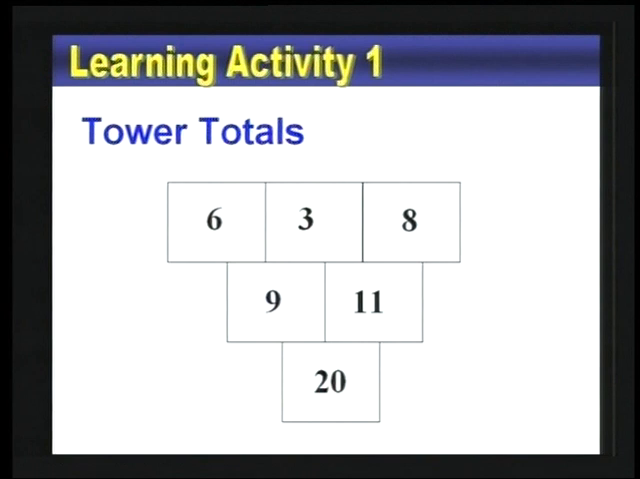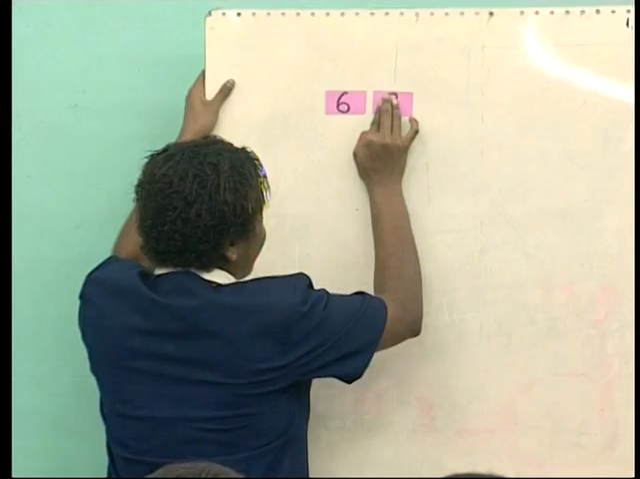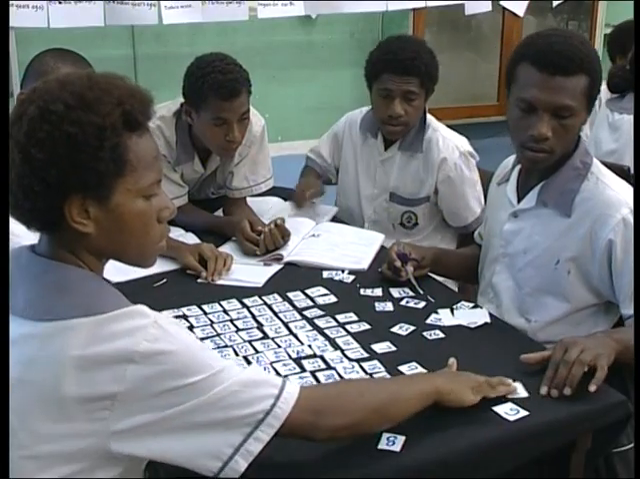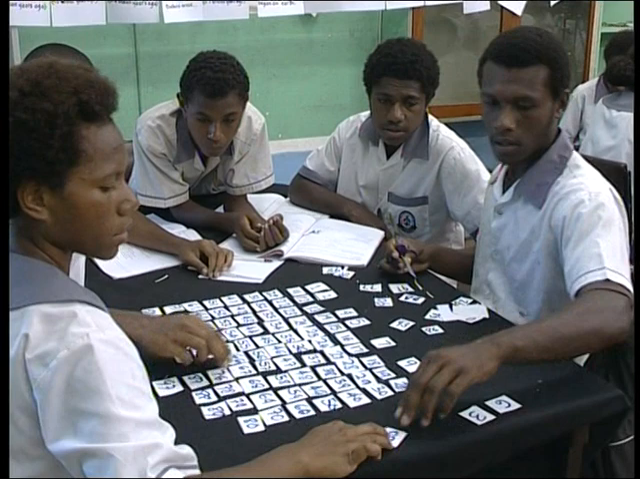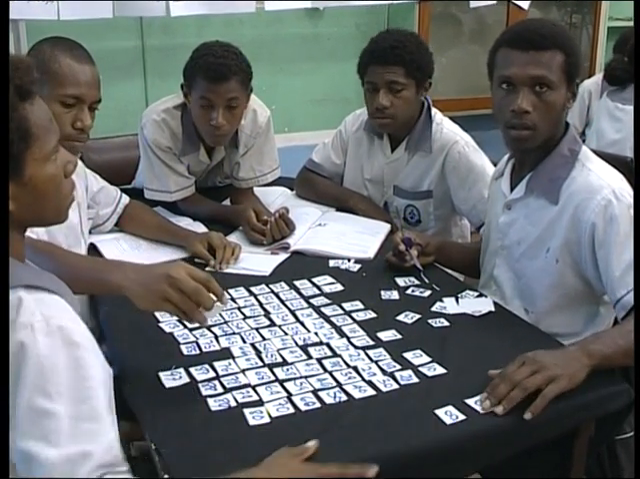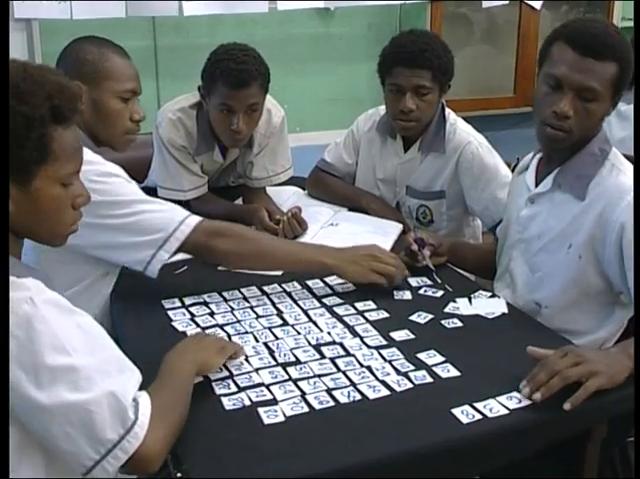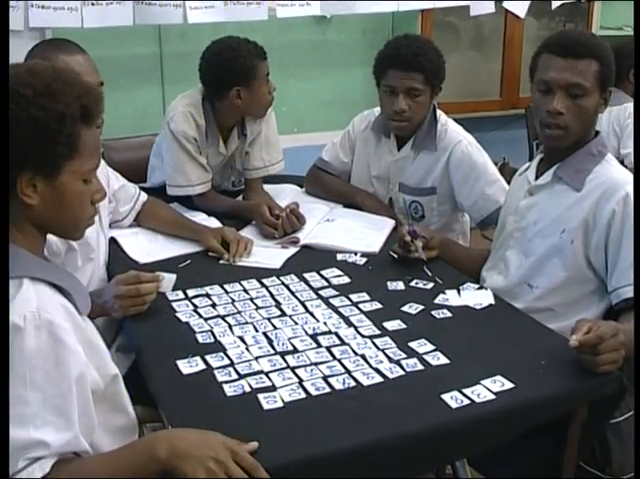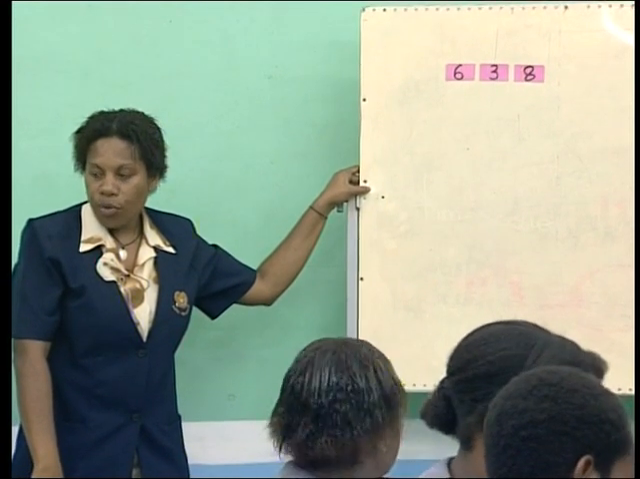All right, on the PowerPoint, I have an example of a tower total. I'd like you to take out the numbers 6, 3, and 8, receiving students, and place them on the table. Make sure that your table is clear. All right, have you done that? So you have the numbers 6, 3, and 8.